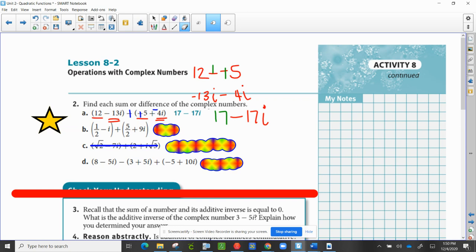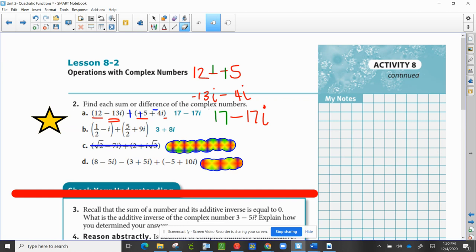So I'm going to have you try B. Even though that's fractions, they have the same denominator, so it's not going to be too bad. What is 1/2 minus i added to 5/2 plus 9i? What did we get there if we add those together? Well, 1/2 plus 5/2 gives me 6/2, which ends up being 3. Negative 1 plus 8 gives me a positive 8i. So there's your answer, 3 plus 8i.